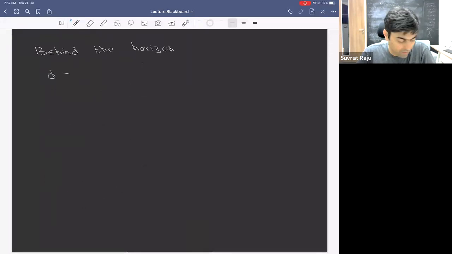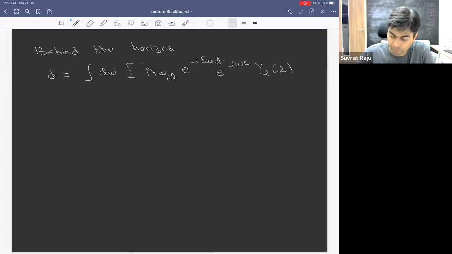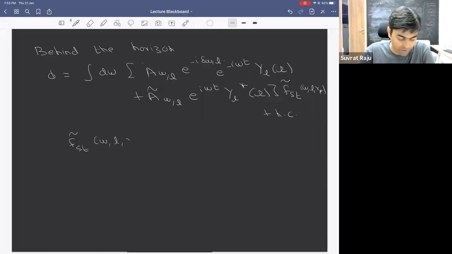The same way behind the horizon, we can write down an expansion of the field, which now looks like some a omega l into e to the minus i delta omega l e to the minus i omega t times psi l omega. Let me just write down the expansion and I'll explain it in a second. Plus the Hermitian conjugate, where this f tilde is a solution of the wave equation that has the property that as r goes to r_h minus, it goes like e to the minus i omega r star.